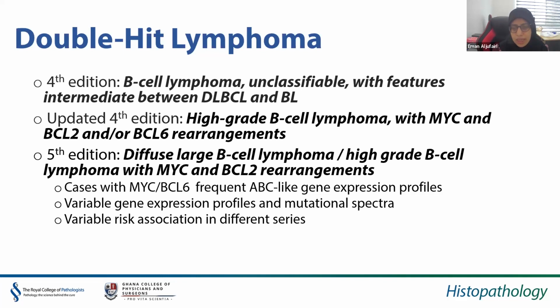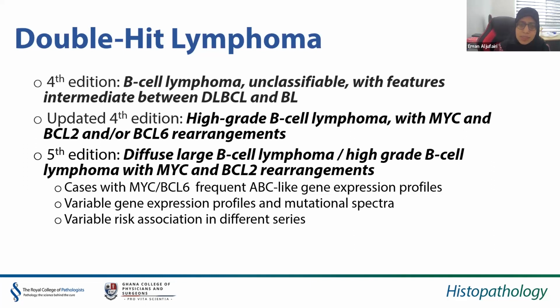And the reason why we added the part diffuse large B-cell lymphoma is because as people started to do FISH on all the cases of large B-cell lymphoma, they realized that many double hit lymphomas will have a morphology that's no different from a regular DLBCL. It's not just those cases which look high grade or unclassifiable. Even a case that looks like routine DLBCL might have a double rearrangement.